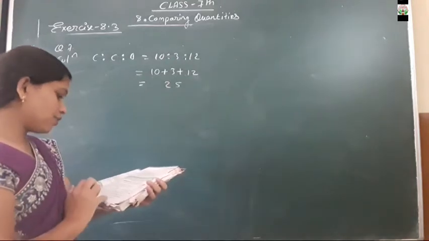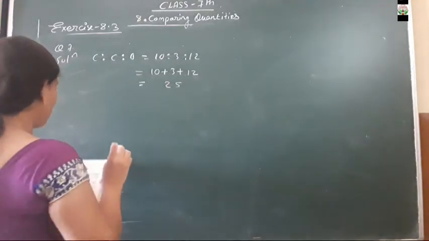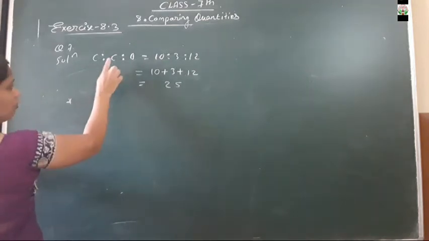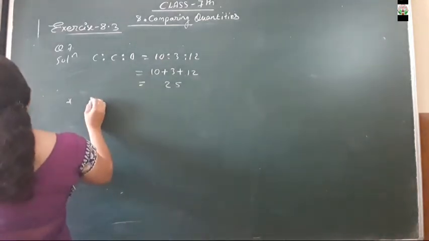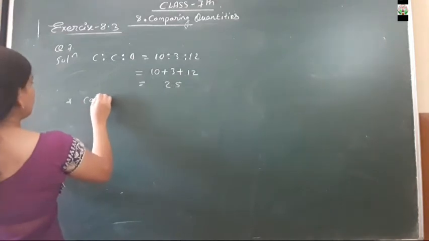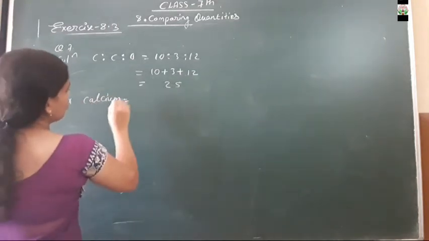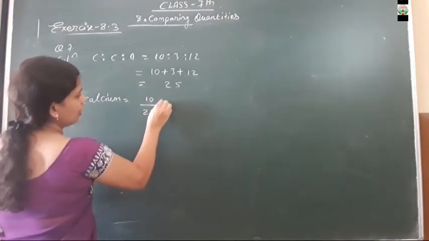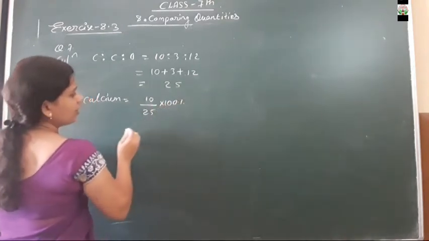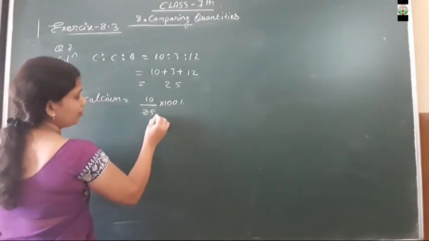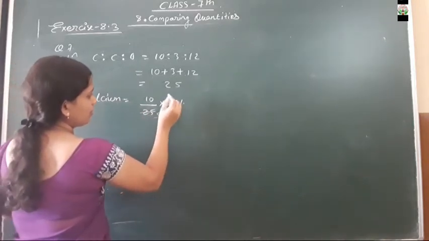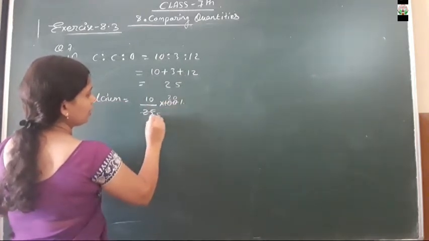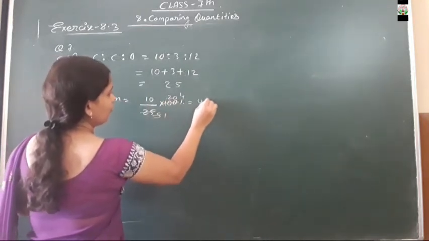Now here it is asked to find the percentage of the carbon. So we are going to find individually the percentage of calcium, carbon and oxygen. First one is calcium, so finding the calcium percent: 10 upon the total 25 into 100. Now 25 cancels 5 times, and in the table of 5, 100 is 20 times, 20. So here it will be 40%.